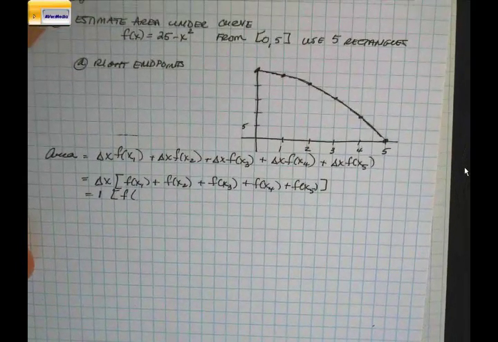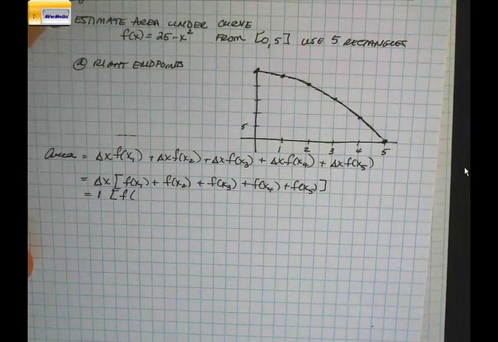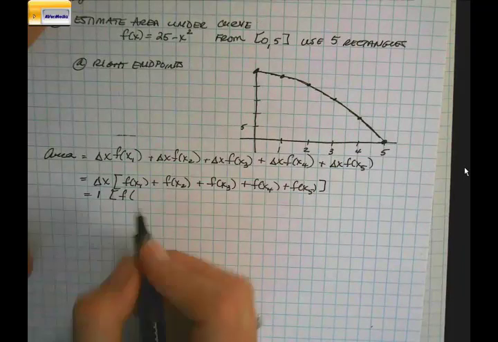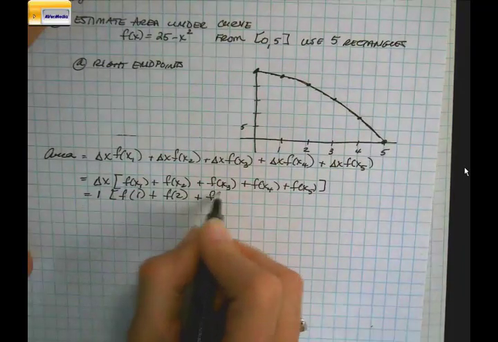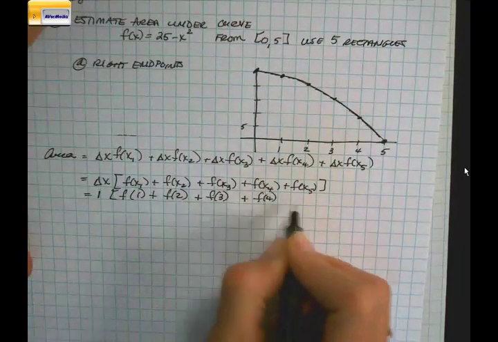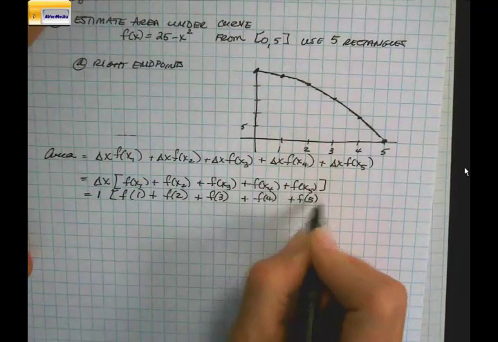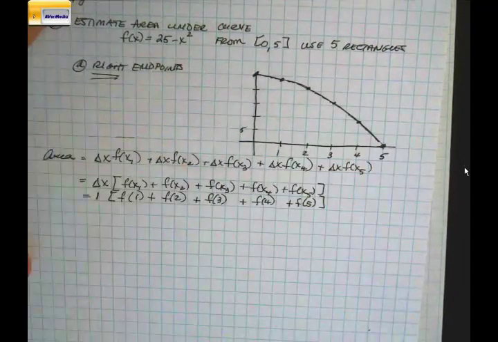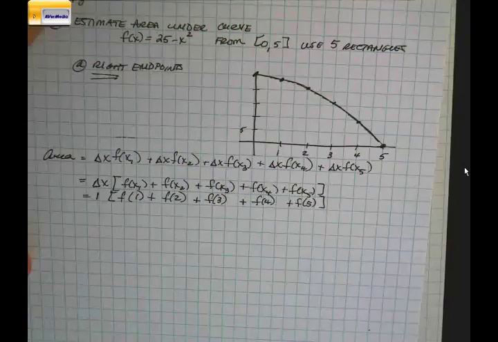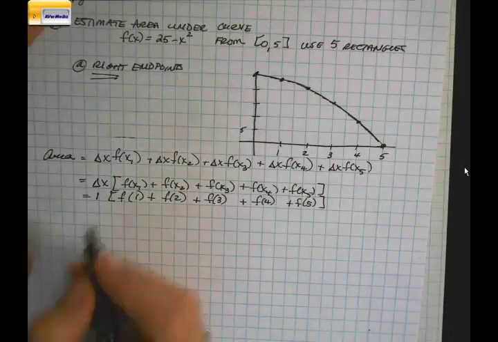Okay, so is my height going to be determined by an x value of 0 on my first rectangle, or a height at an x value of 1? At 1. So this is f of 1. This will be f of 2, this will be f of 3, this will be f of 4, and this will be f of 5, because I'm using the right endpoints to determine the estimate of the area, because that's what the question said to do.